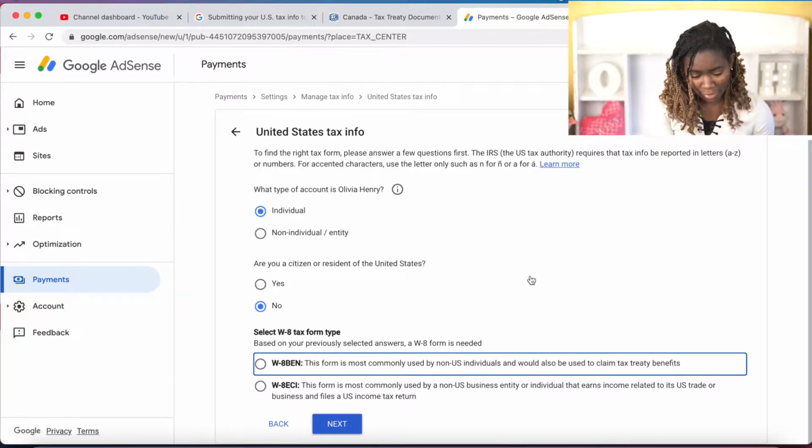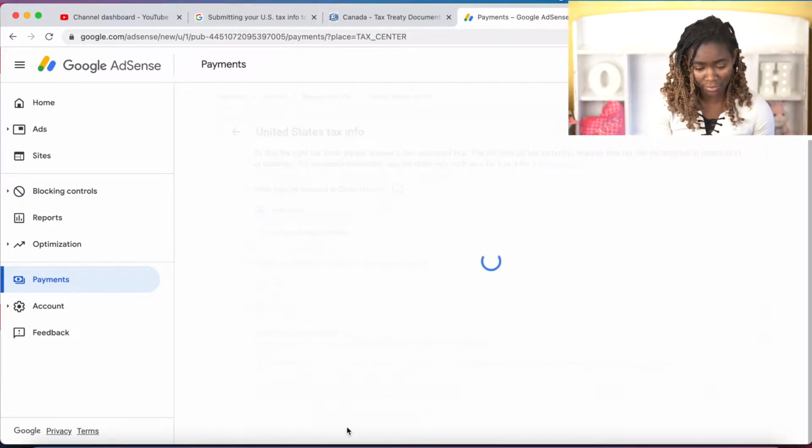W-8ECI, this form is most commonly used by non-U.S. business entities or individuals that earned income related to a U.S. trade or business and files a U.S. income tax return. So I assume that I'm going to choose the W-8BEN since that is used to claim treaty benefits. So I'm going to click that, and then I'm going to start filling out this form.